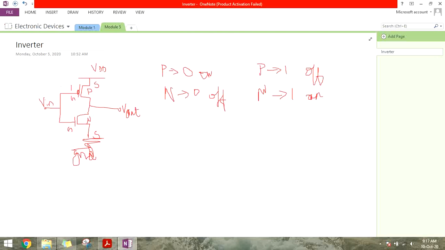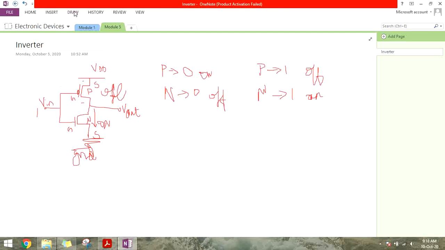Remember that if we give 1 over here, this transistor will be on and this will be off. When you give 1, this particular transistor will be on, so there will be flow of current over here, whereas this will be an open circuit. Since it is off, it will be an open circuit, so there is no connection between this point and this particular output. So whenever you give 1, the N transistor will be on.